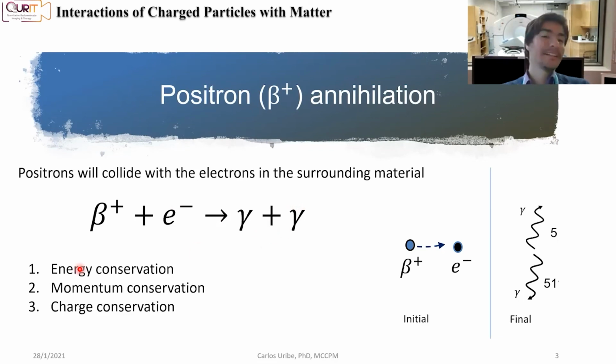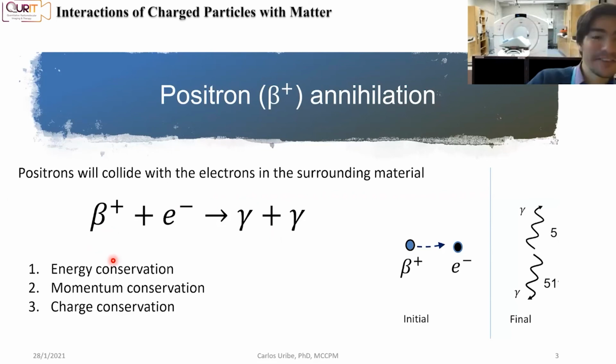There's energy conservation and momentum conservation and charge conservation in this process. So at the beginning, the total charge is zero because you have a positive charge and a negative charge, and you end up with two photons and they have no charge, so that's conserved.